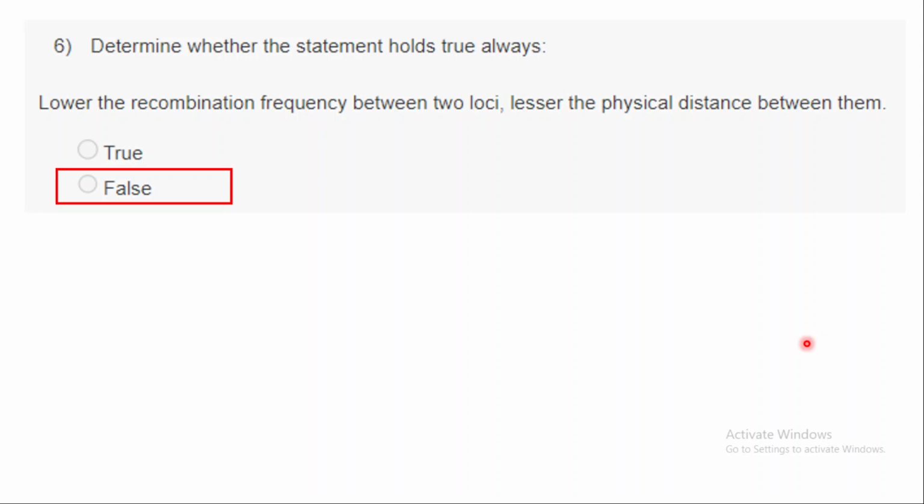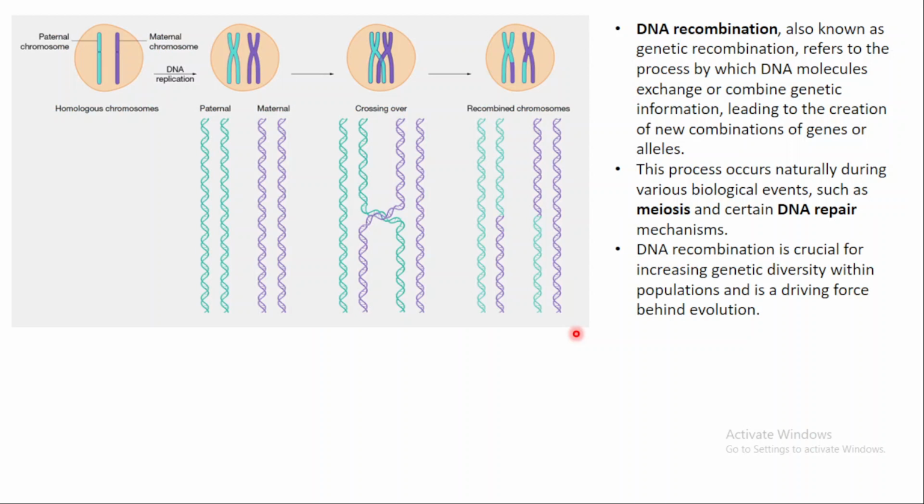So lesser the physical distance, recombination frequency is not always low. Now let us understand the basis of recombination, DNA recombination. DNA recombination, also known as genetic recombination, refers to the process by which DNA molecules exchange or combine genetic information, leading to creation of new combinations of genes or alleles.